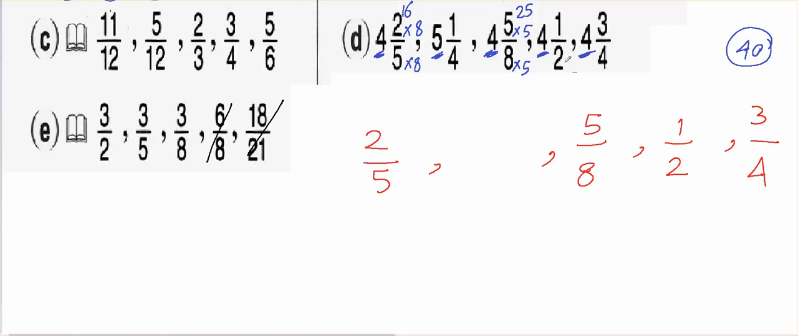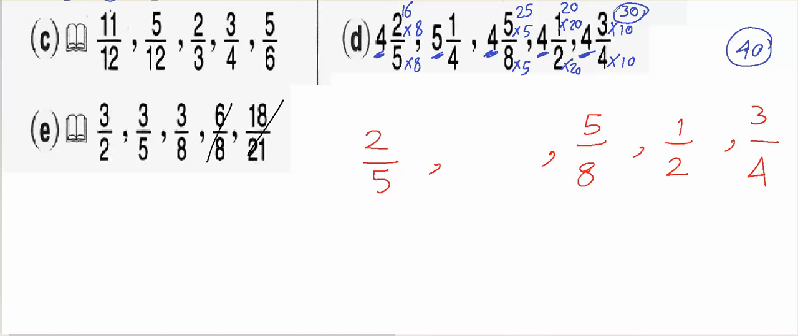To make 2 into 40, we multiply by 20 up and down. 1 times 20 equals 20. To make 4 into 40, we multiply by 10 up and down. 4 times 10 equals 40, and 3 times 10 equals 30.